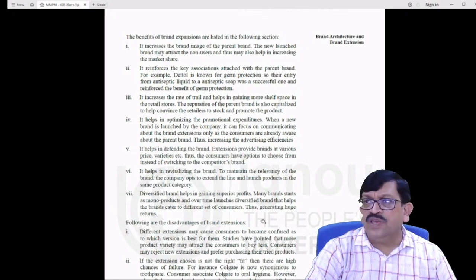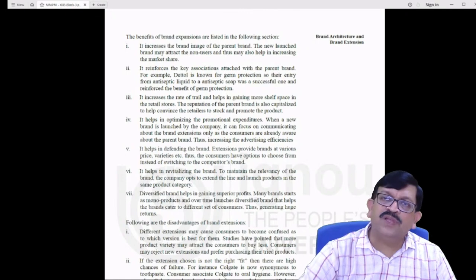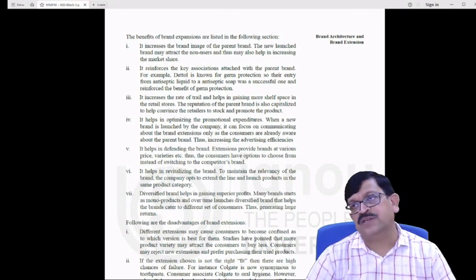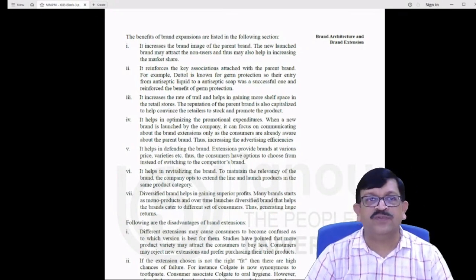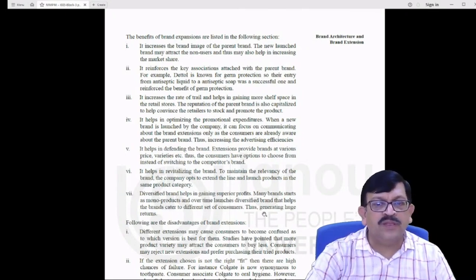Obviously, it is easier to capture the market with an existing brand name by going for brand extension. It's also important to know that such extensions bring in profits. At the end of the day, marketers would do a brand extension because it is going to give them the profits that they're looking forward to.